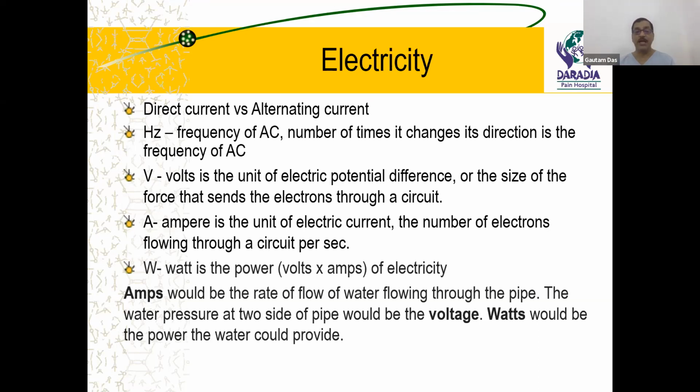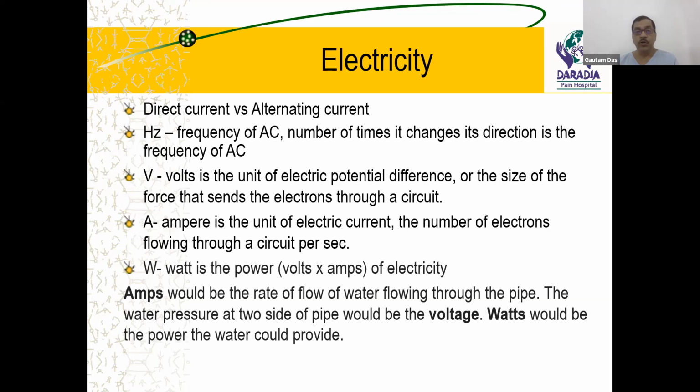Ampere is the unit of the current, how it is flowing. The number of electrons flowing past a particular point at a given speed is your ampere. Ampere and voltage are directly proportional, so if you increase the voltage, the ampere will also increase. And wattage is the power of the electricity, the multiplication of voltage and ampere. That tells you the strength, the destruction power of the electricity, how much heat it can produce. It depends on the watt.